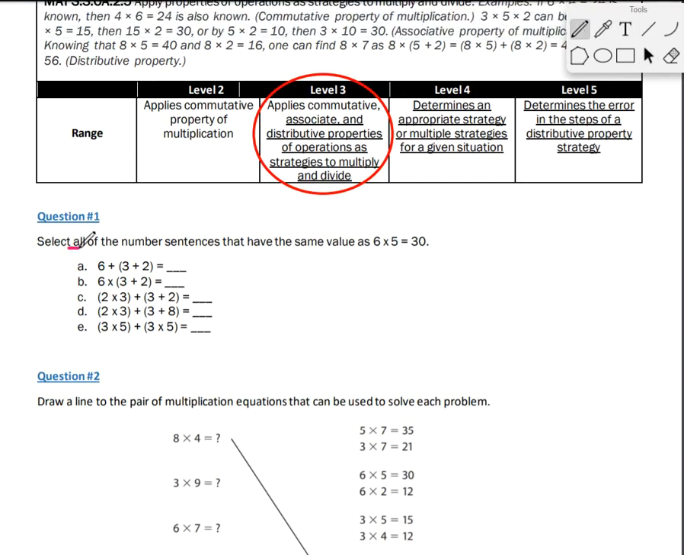So it says select all. We know when we see select all, we're going to have at least 2 answers. Select all of the number sentences that have the same value as 6 times 5 is 30. So I'm going to go ahead and solve all of my number sentences real quick, and then I'm going to see which ones are equal to 30.